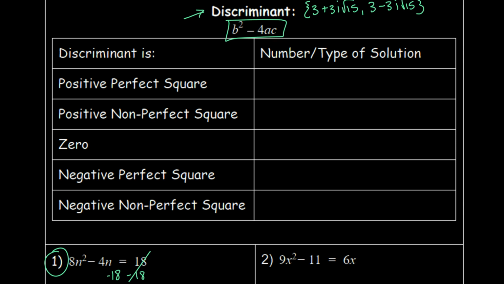So if this b squared minus 4ac, we're almost done. Just a little bit longer. Then I'll give you candy.